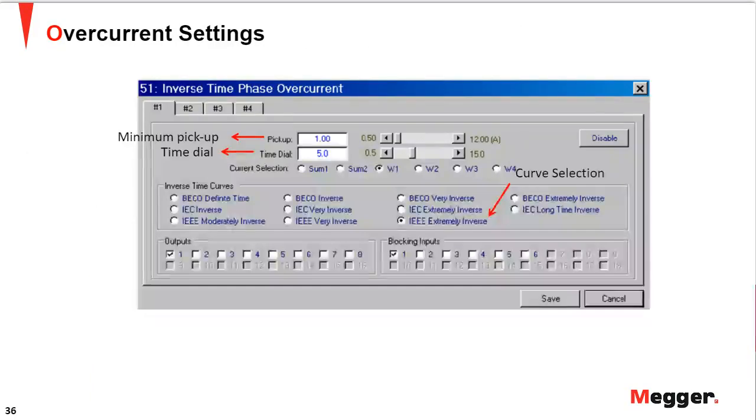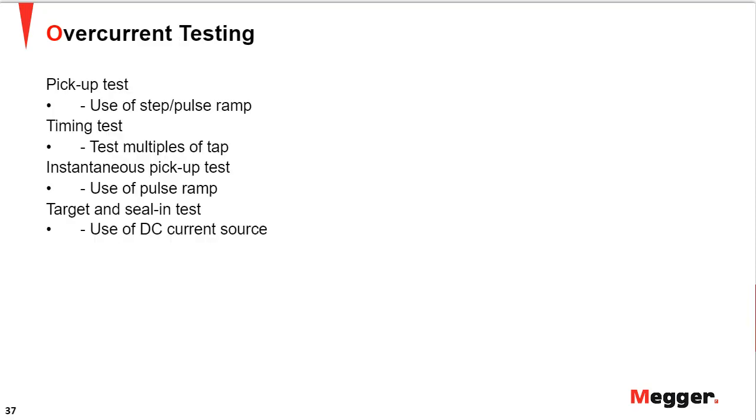So starting from the overcurrent setting, what are the settings we need to look into? We have a pickup setting of 1 amp, a time dial of 5, and a curve that we need to test, IEEE extremely inverse. You could have an IEC curve, you could have an ANSI curve, depending on the type of relay you're using. It could be a standalone 51 relay, or a microprocessor relay with all the functions embedded in it. So we'd have to look at those functions, right?